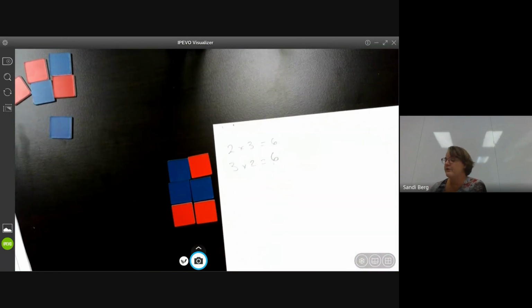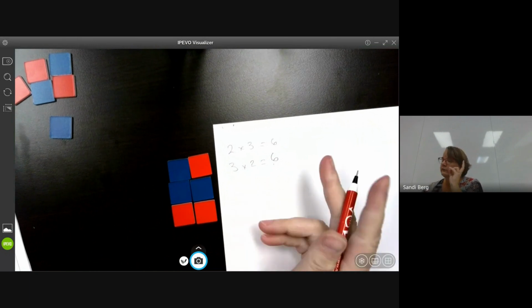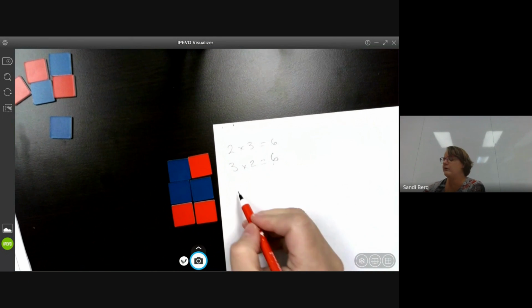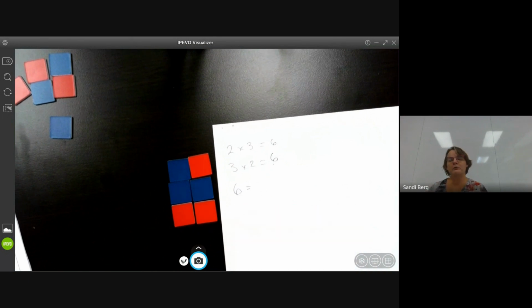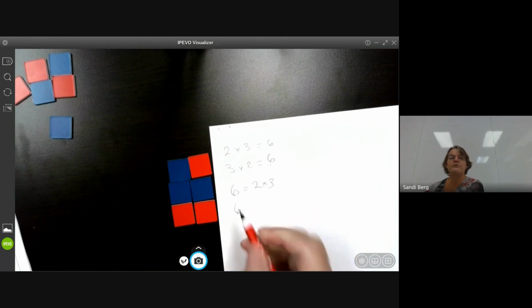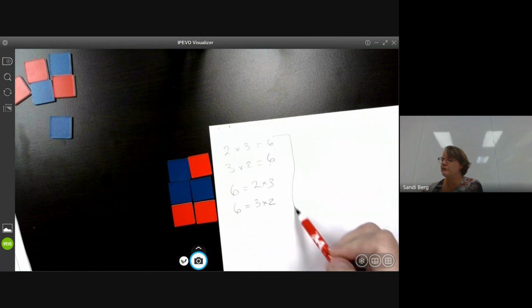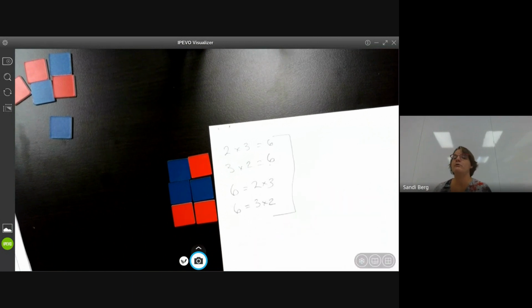Now the other piece of this is I have to remember to start with not the answer, but the overall area first. So when my area was 6, what could my multiplication statements be? Well, it could be 2 3s. When my area is 6, my multiplication could be 3 2s. So I want to make sure students see all of those all together.